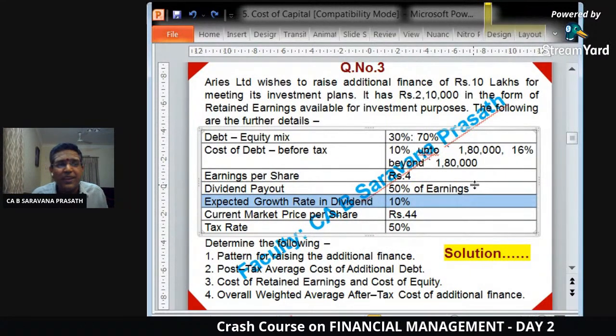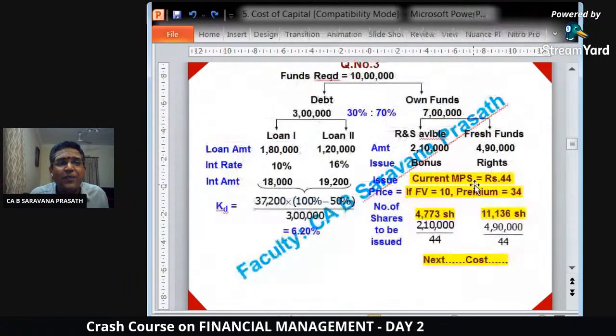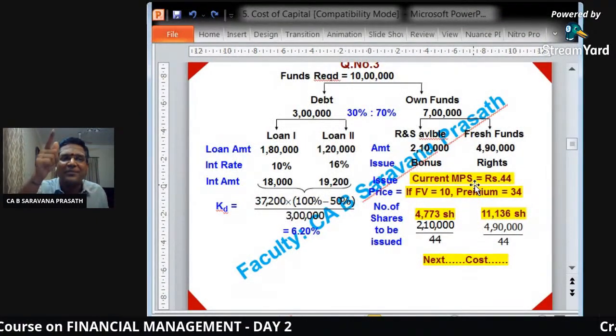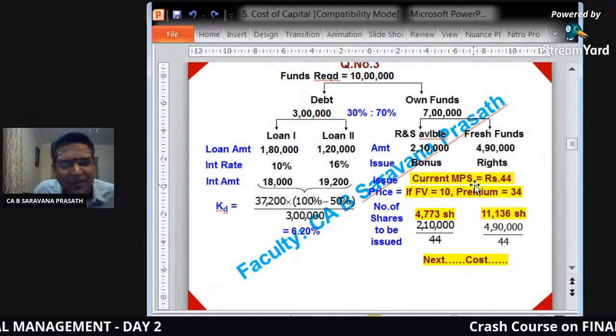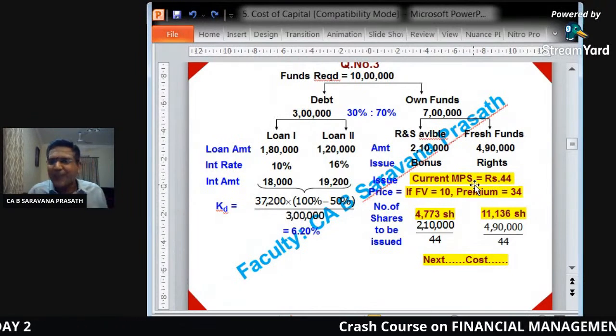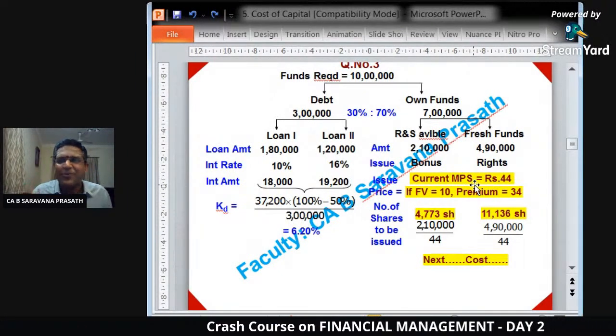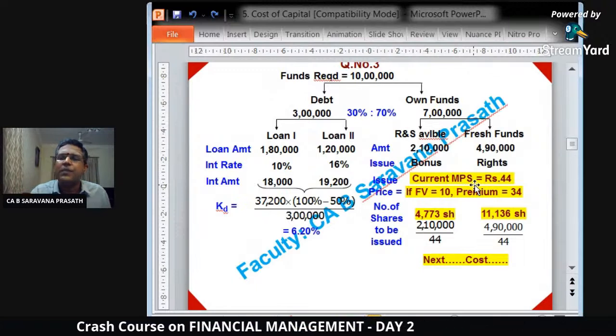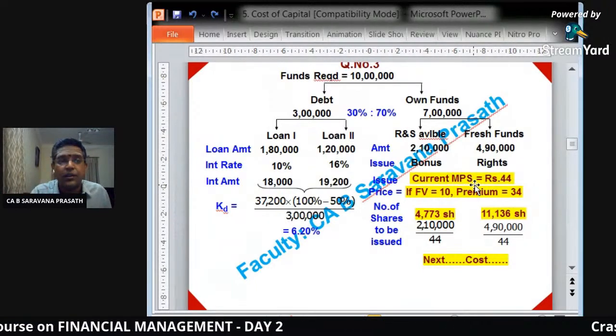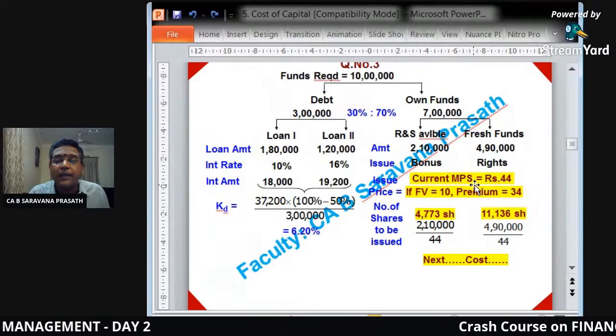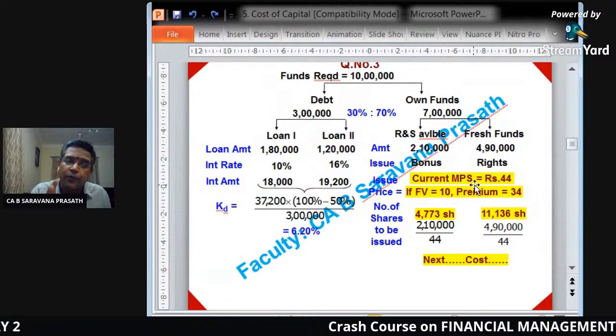Such a company's share will not be quoted below par. It will be quoted above par. Therefore, par value is taken as 10 rupees and securities premium is taken as 34. This is an assumption. Sir, can't I assume par value 40 rupees, securities premium 4?